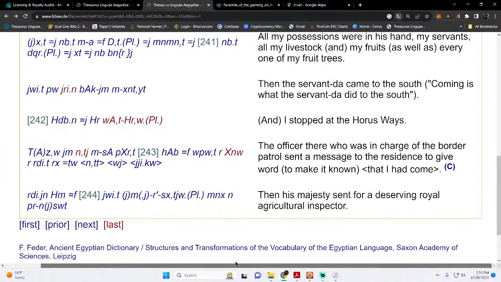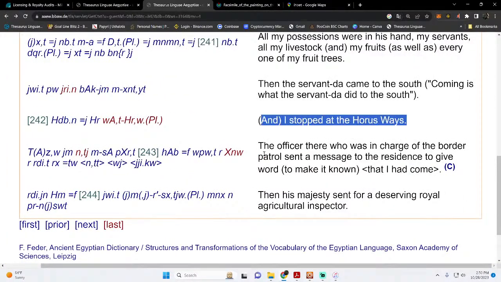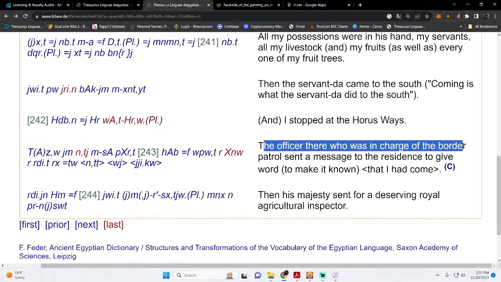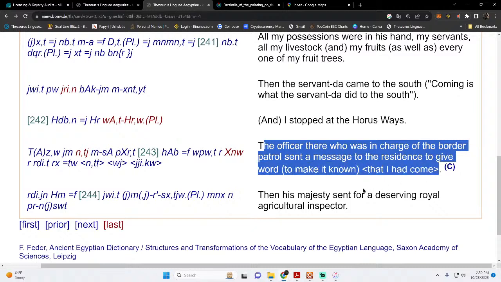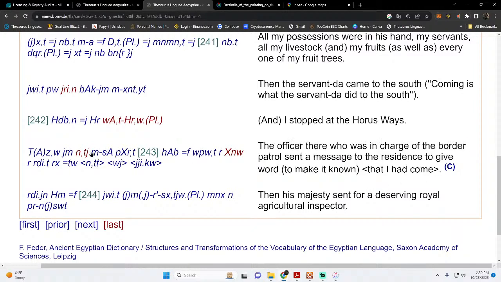All right? I stopped at the Horus way. The officer there who was in charge of the border patrol, so you know that was going down. Wasn't no wandering in. This is in the 12th dynasty. Sent me a message to the resident to give up words and make it known. How do we find the border patrol over here?